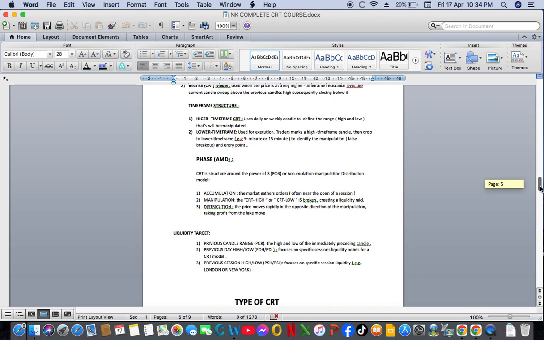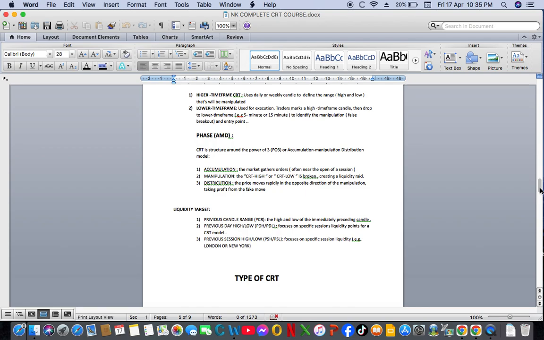Okay, so the next we have the phases. The phases are what we call the AMD. The AMD simply stands for accumulation, manipulation, distribution. After this, I will take you guys to the chart and we're going to have a little talk on the chart. But for now, I just want to talk about a few things about CRT that you might be interested in knowing, or one or two things you need to first understand before you even come into trading. The accumulation, manipulation, distribution is just like the phases of the market.